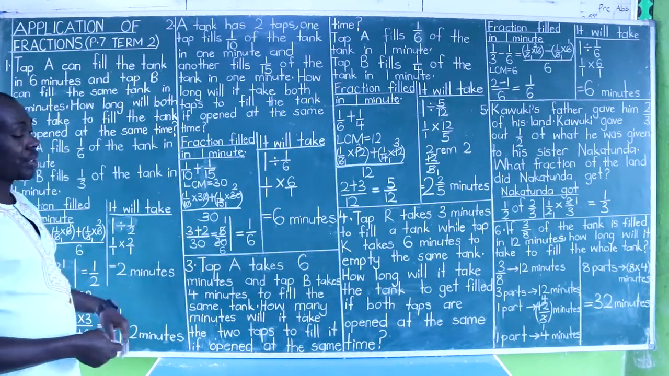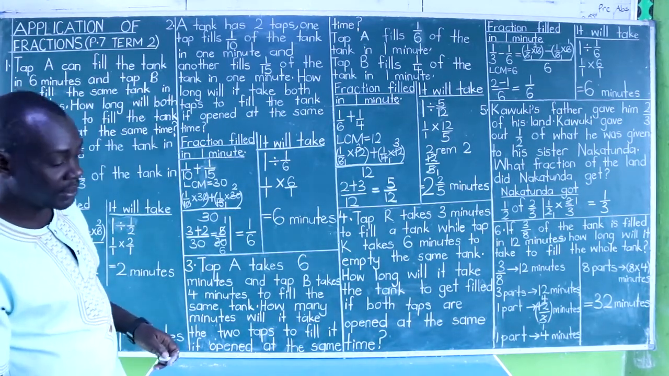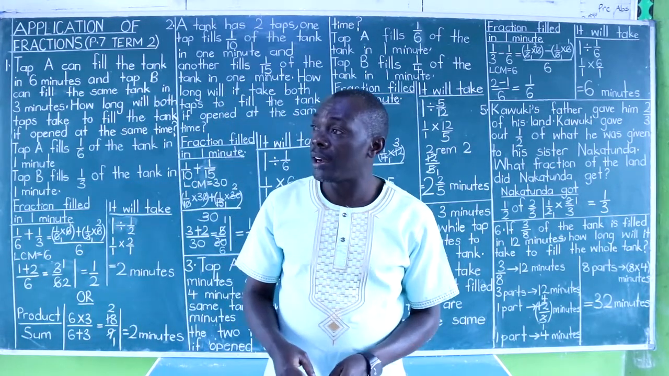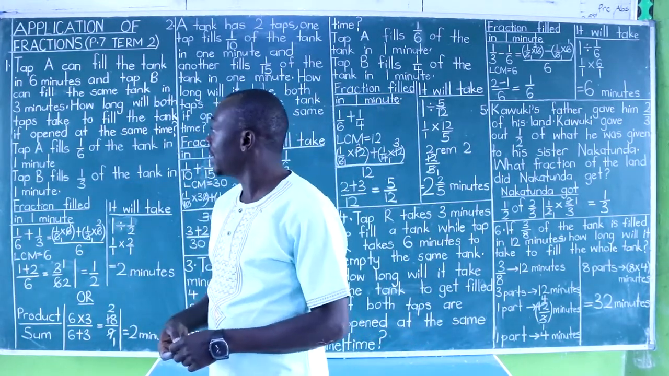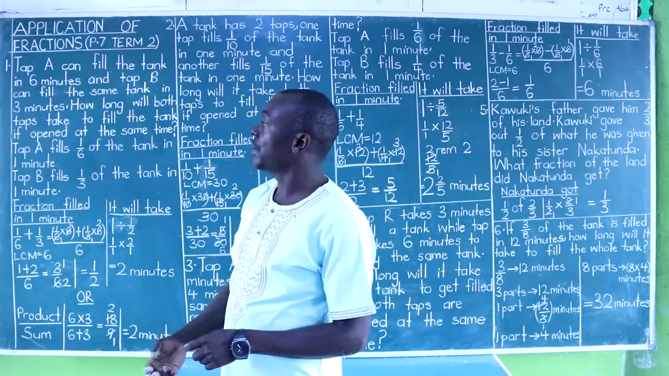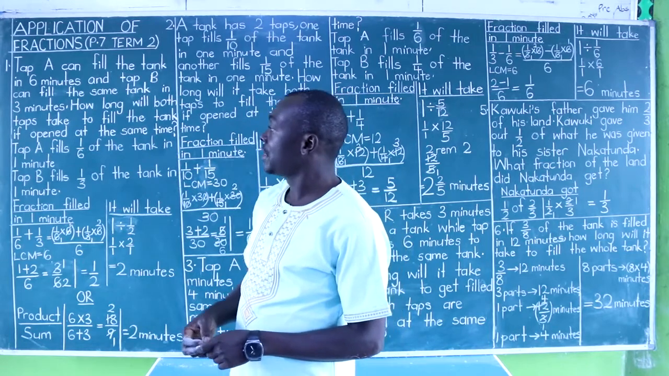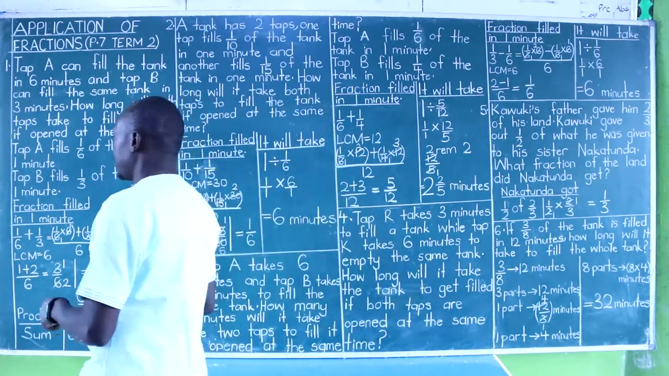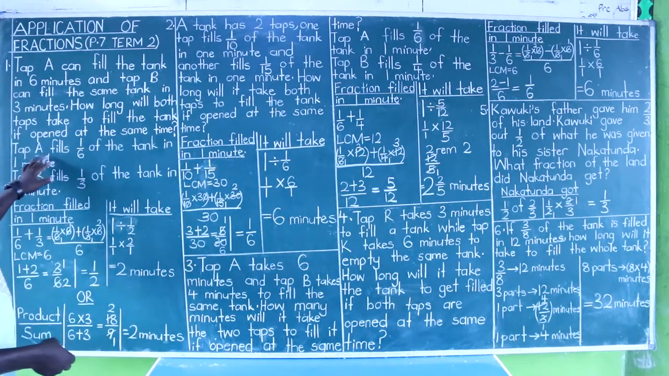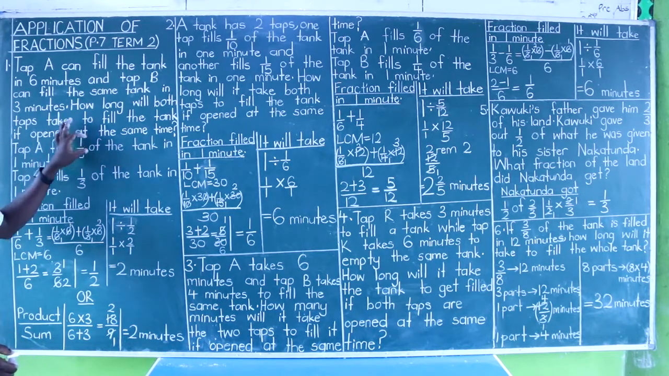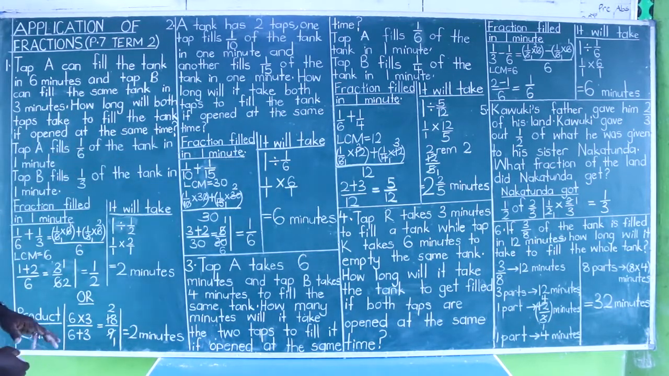Now, when you look at this question, you hardly tell it is fractional. Then it requires one to be technical enough to know that it's application of fractions to answer this type of question. So you will start. Tap A fills a sixth of the tank in 1 minute.